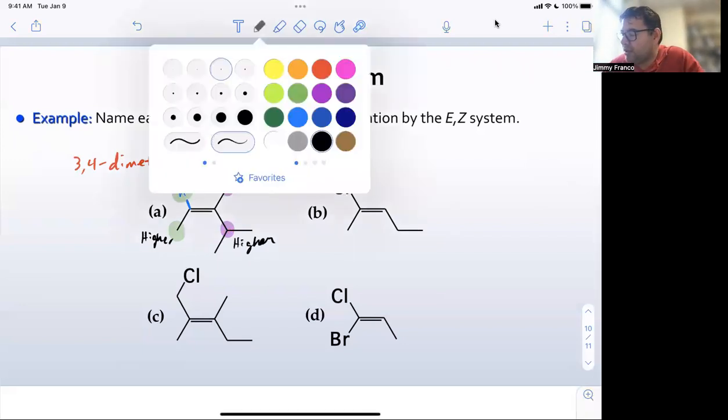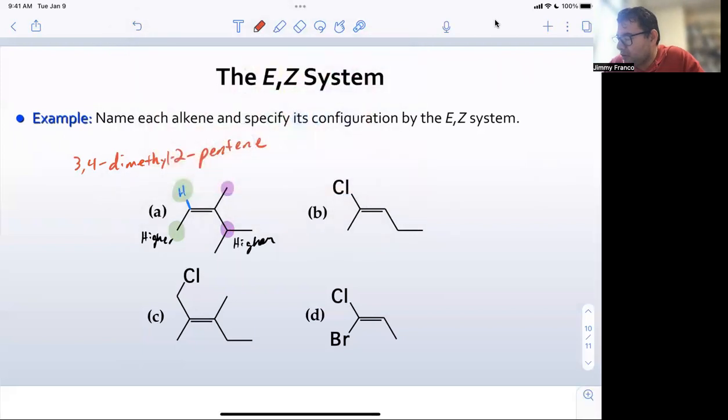Now we draw a line right through the double bond. And if the two higher groups are on the same side, then it's Z. So we just put the Z in front. All right, so if they're on the same side, it's Z. If they're on either side of the double bond, it's E. All right, so why don't you go ahead and try the rest of them. So pause the video, give them a try, and then we'll do them together.